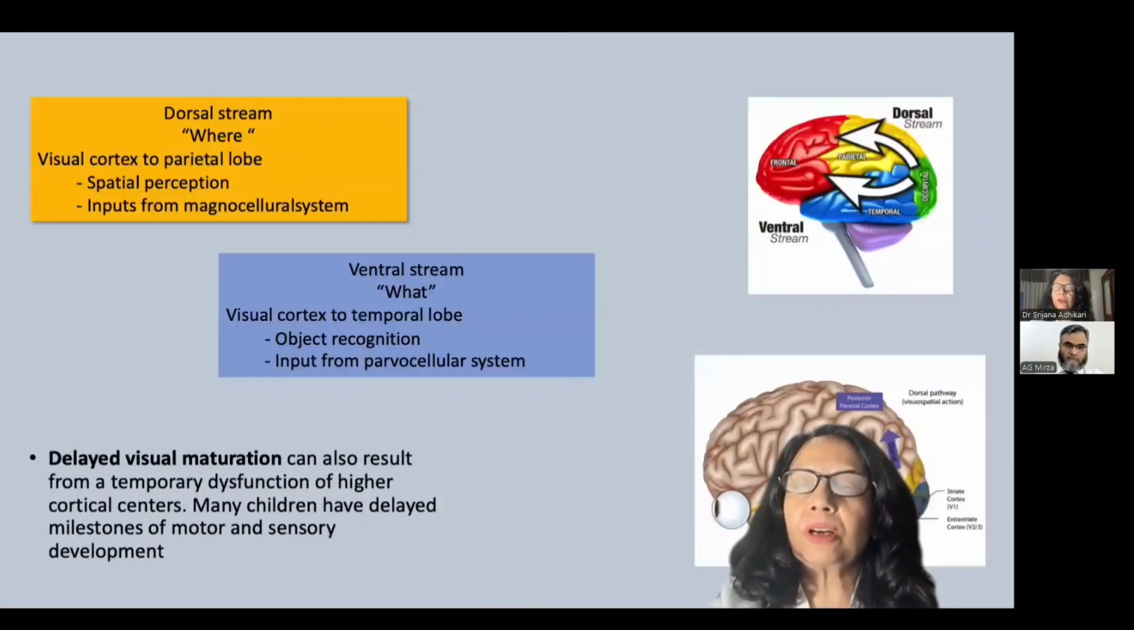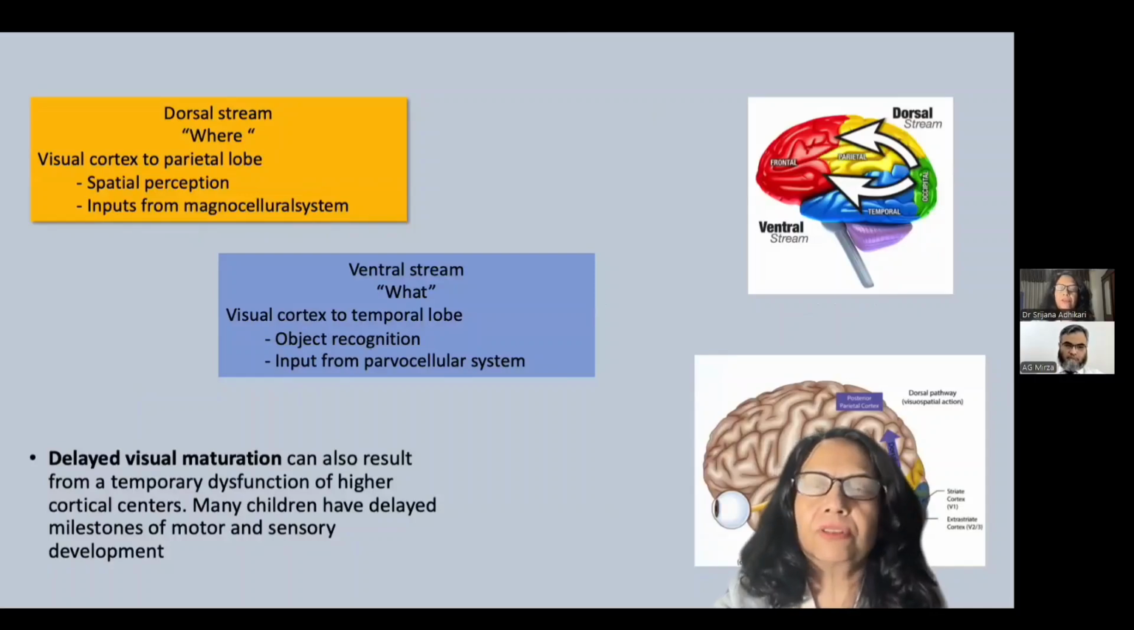Whenever we talk about the cortical system, the visual processing occurs in the cerebral cortex, as we all know. After the cerebral cortex, transmission occurs from the visual cortex to the parietal lobe and from the visual cortex to the temporal lobe. One is called the dorsal stream, in which the where, that is the object's location and spatial perception, is processed. The other is the ventral stream, from the visual cortex to the temporal lobe, where the what, that is object recognition, occurs.